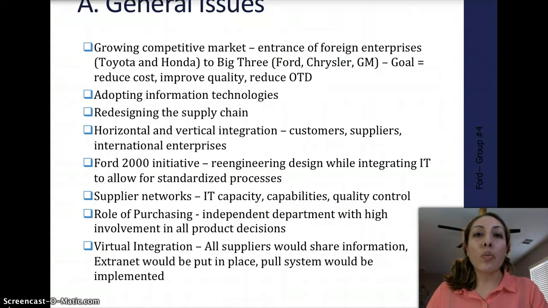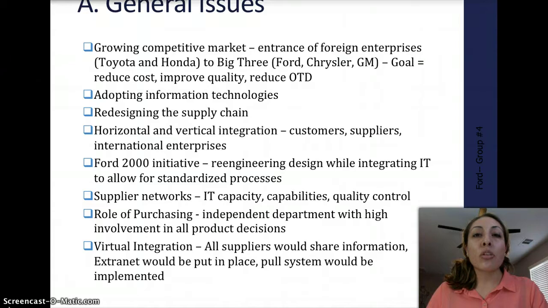So how do they work with their suppliers and how do they decrease their supplier base in order to really redesign the supply chain? And also, what role did purchasing play in this redesigning of their supply chain? An issue here is that their purchasing department acted as an independent department and they were highly involved in all product decisions. This is really in contrast to the Dell Corporation that is introduced in the case.